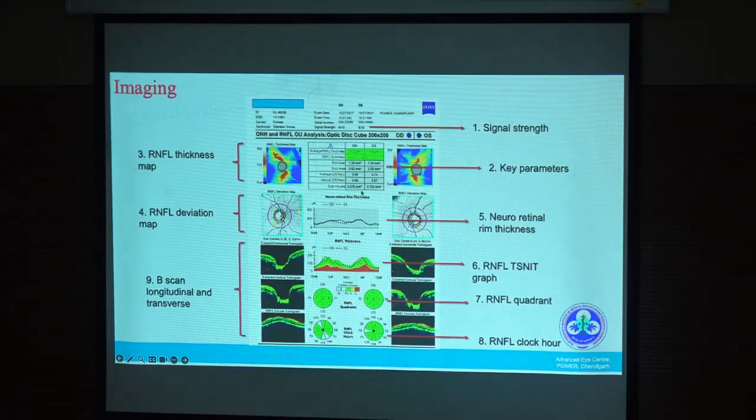Imaging and visual fields, I don't cover, just one slide each. In the last talk, one question was asked about the optic disc evaluation. The first thing is the signal strength. Signal strength of 6 or better indicates a good quality scan. If it is anything less than 6, you have to repeat.